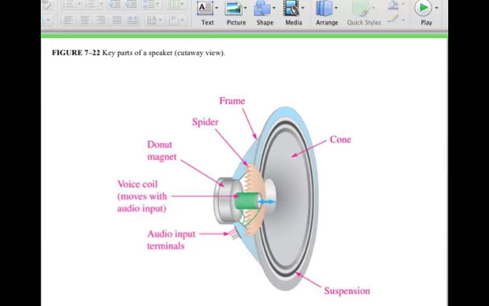Another popular application of magnets we use today is in speakers. Here is a basic diagram of a speaker, where you have the coil, which is what creates our electromagnetic field, and a permanent magnet. When the coil gets an input from your radio or CD player, it interacts with the magnet and causes the cone to vibrate and create sound waves.